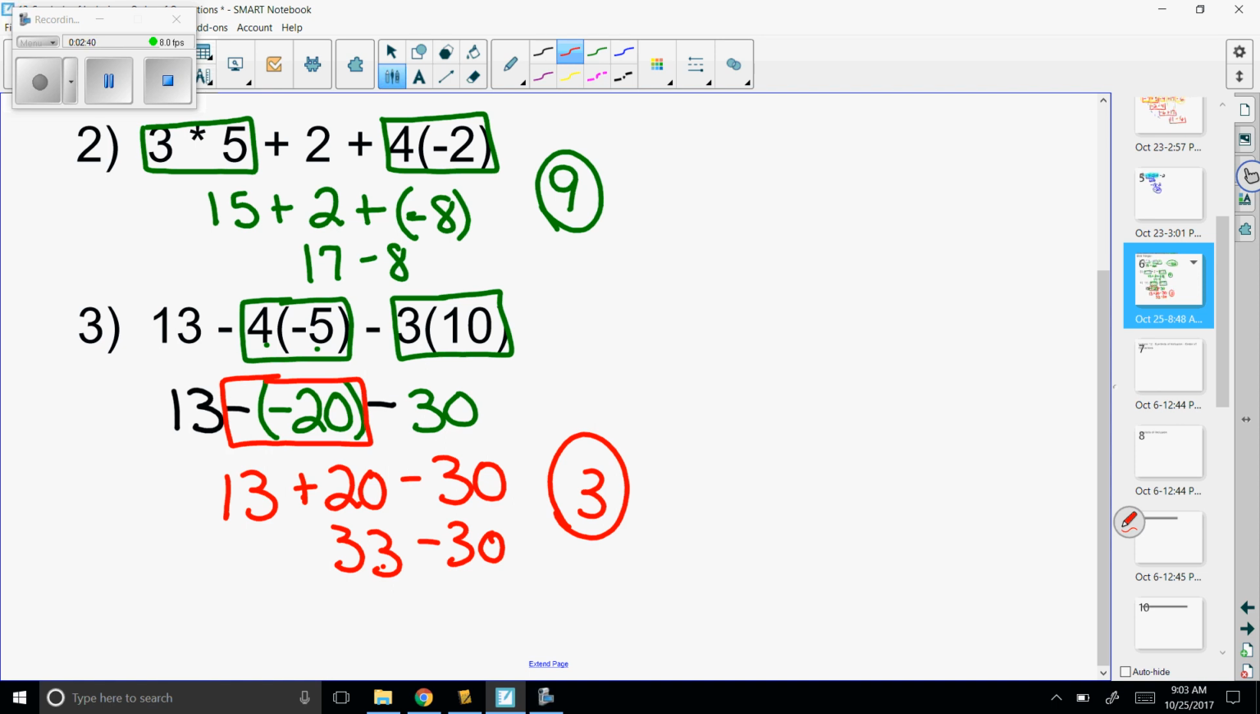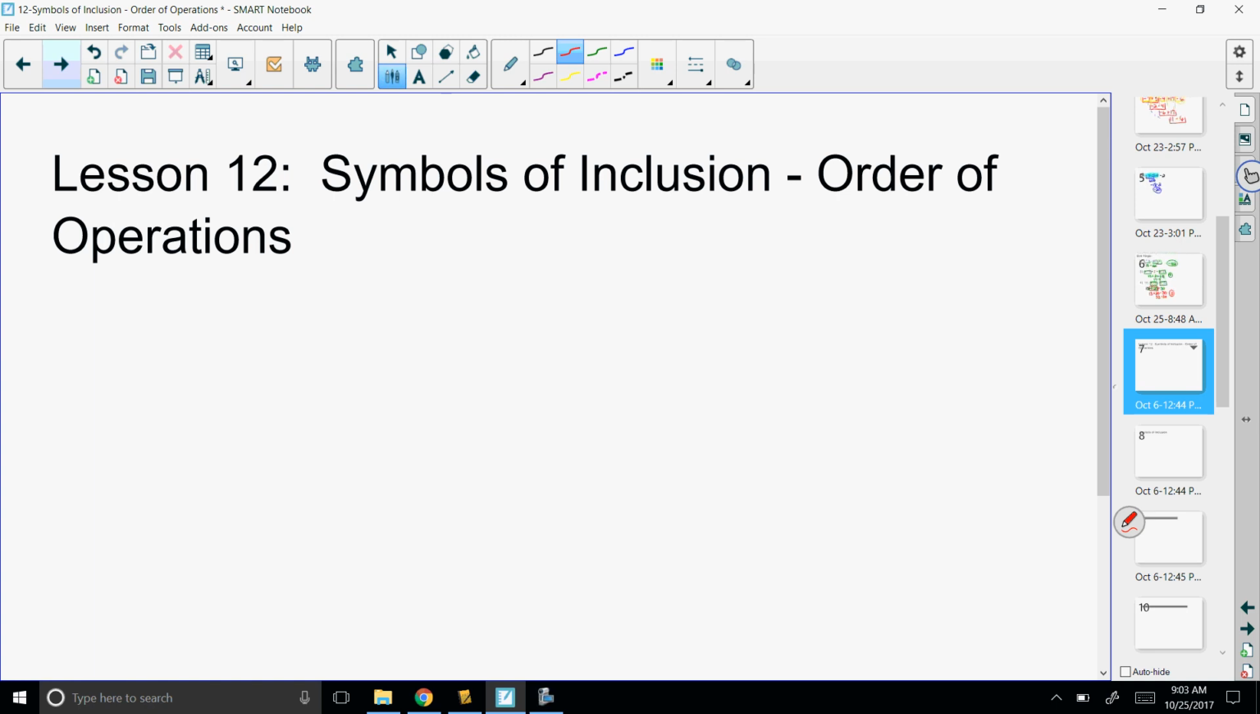Now that's from the last lesson. What we want to be able to do today is build upon that, and look at the next lesson. We're going to have symbols of inclusion. So we want to know what are all of the symbols of inclusion that we can think about, and then just orders of operations. I'm going to work with symbols of inclusion first when we go through our orders of operations.